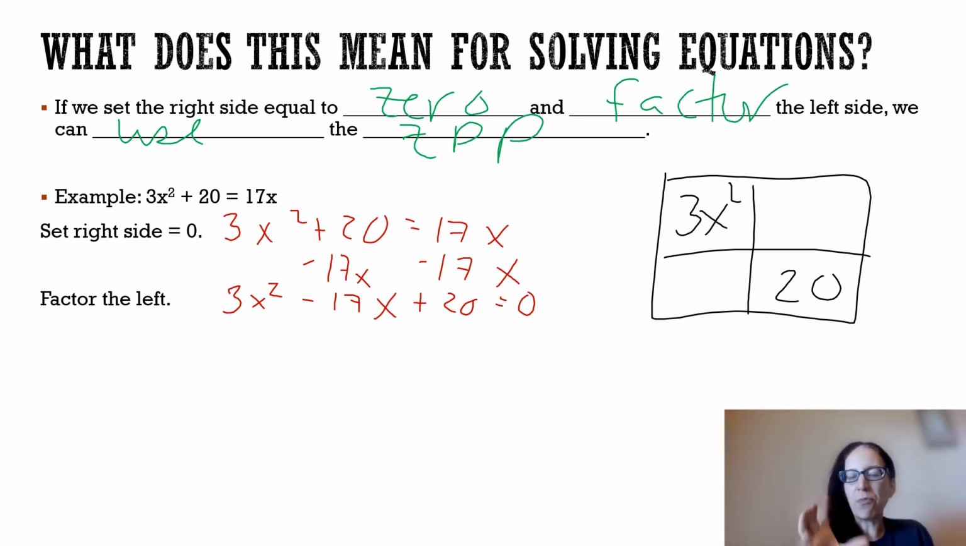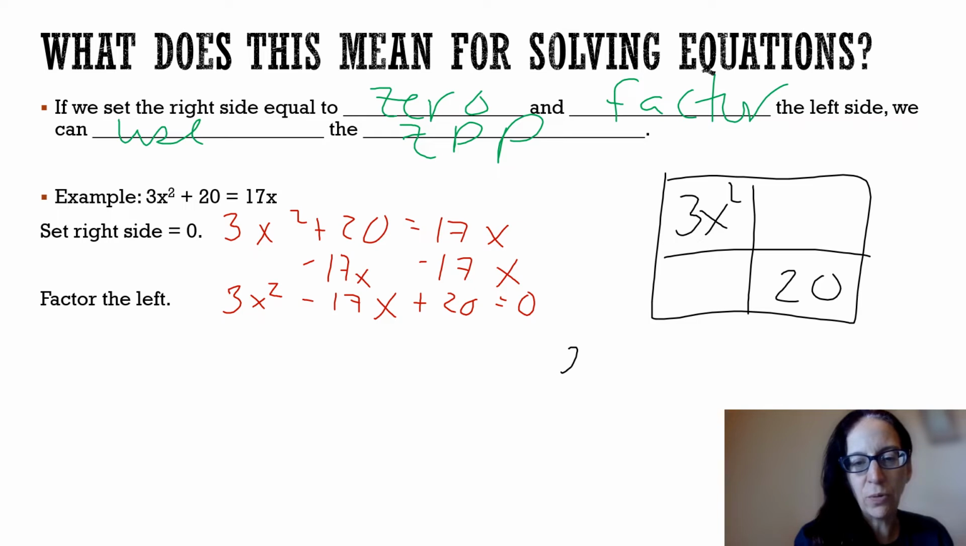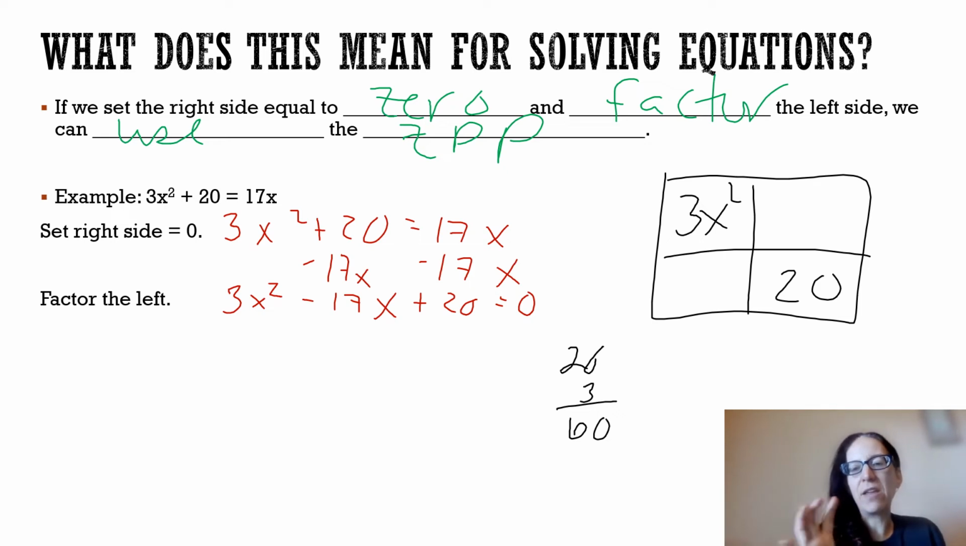But in order to get the right candidates for that diagonal, I need to use both the 3 and the 20. So really quickly, I'm going to do 20 times 3, which is going to give me 60. And I have to take the factors of 60 and find the pair that add up to negative 17. Some of you are going to see it right away. Some of you are going to reach for a calculator. Both of those are fine.